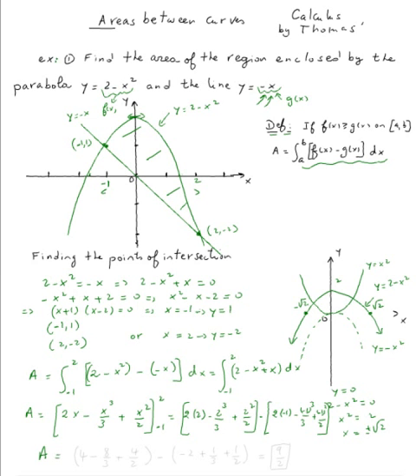Which is equal to 4 minus 8 over 3 plus 4 over 2, minus negative 2 plus 1 over 3 plus 1 over 2. And just use your calculator. If you use your calculator, you're supposed to get 9 over 2. And that's it for this problem.